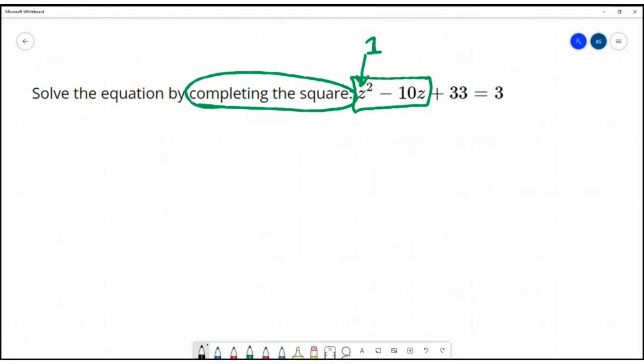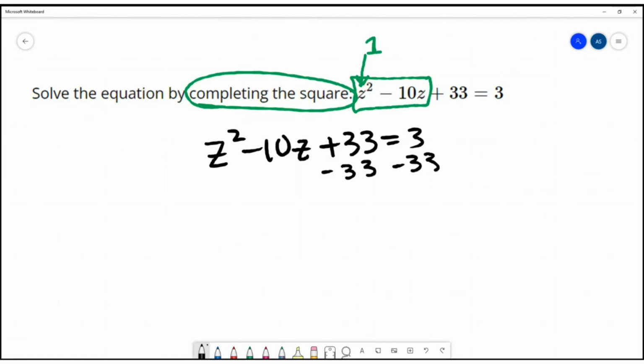So the first thing that we're going to do to this, z squared minus 10z plus 33 equals 3, is to subtract 33 on both sides. That gives z squared minus 10z equals negative 30. So we did that to isolate those variable terms, and I already have a 1 in front of the squared term, so I don't need to do anything else. But if this was, say, a 2, I would divide every term by 2 to force this coefficient to be a 1.